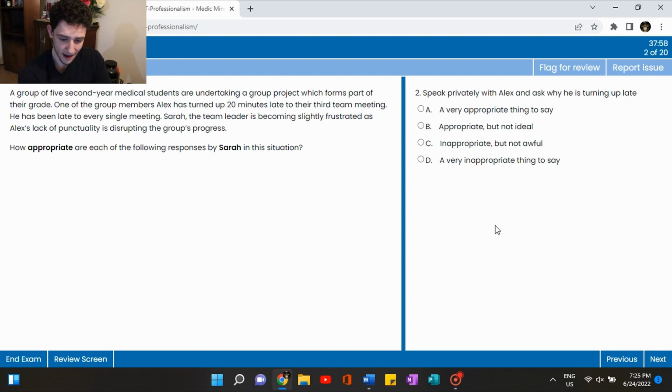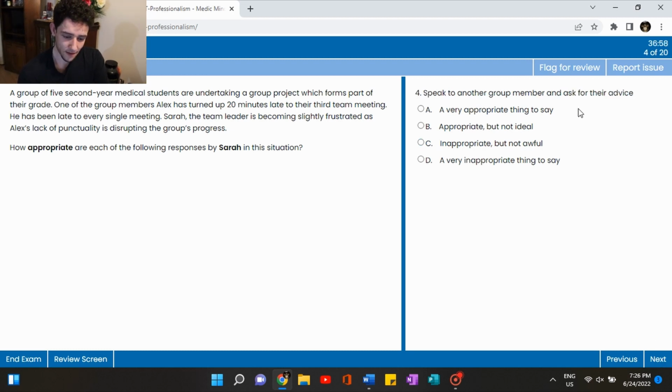Speak privately with Alex and ask why he is turning up late. So this is basically the opposite. This is dealing with the issue at a local level, which is a very appropriate thing to do. Number 3, wait and see if Alex turns up on time for the next meeting. So I'm bordering on C or D, because it's almost like you're not doing anything. I might go with C in this case, just because you're not immediately escalating the situation, but at the same time, you're not really solving any problems either by just leaving it. So I'm going to go with C.